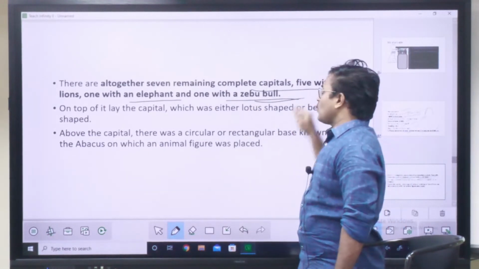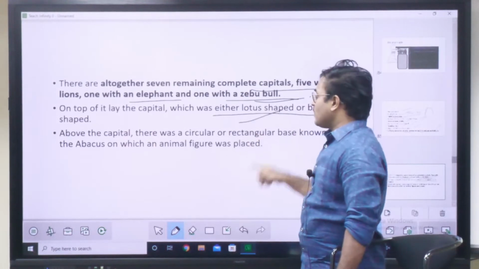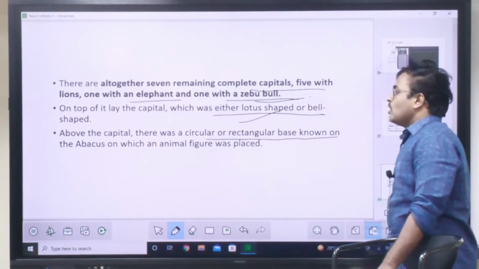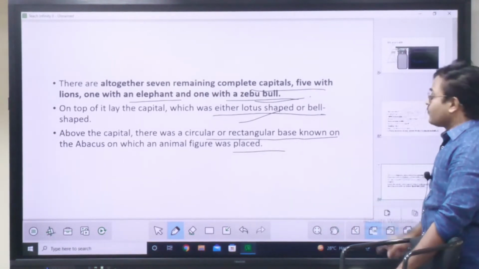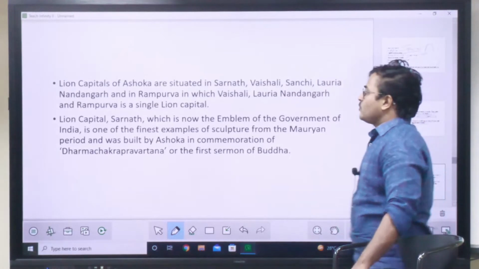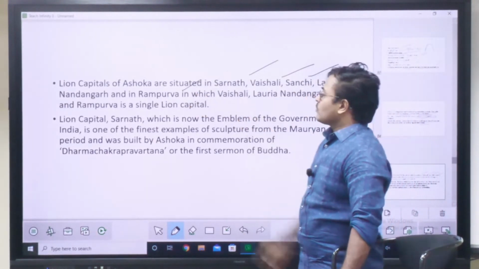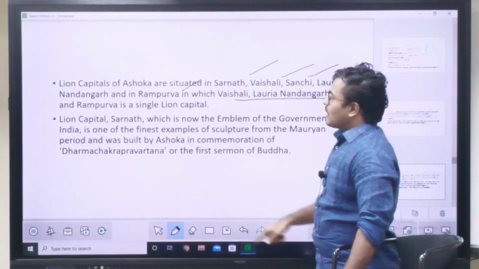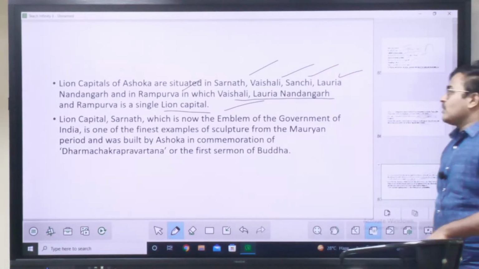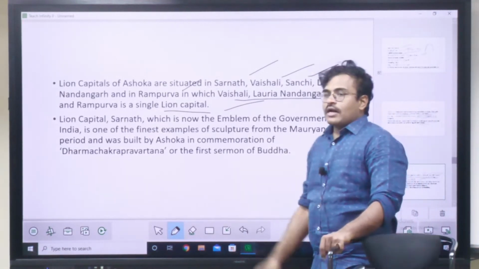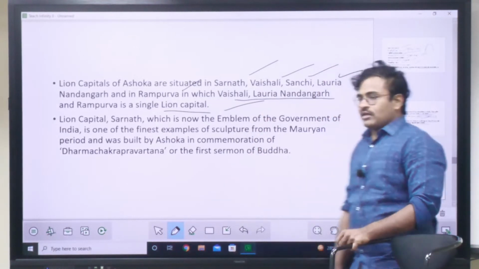The Zebu bull is Rampurva. On top of it lay the capital, which was either lotus shaped or bell shaped. Above the capital there was a circular or rectangular base known as the abacus, on which an animal figure was placed. This also we have discussed. Next, the lion capitals of Ashoka are situated in Sarnath, Vaishali, Sanchi, Lauria Nandangarh and Rampurva, in which Vaishali, Lauria Nandangarh and Rampurva have a single lion capital. At Rampurva we find 2 Ashokan pillars, one with a bull and the other with a single lion.